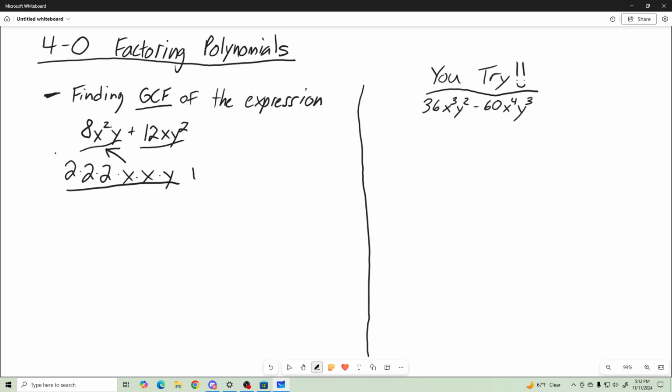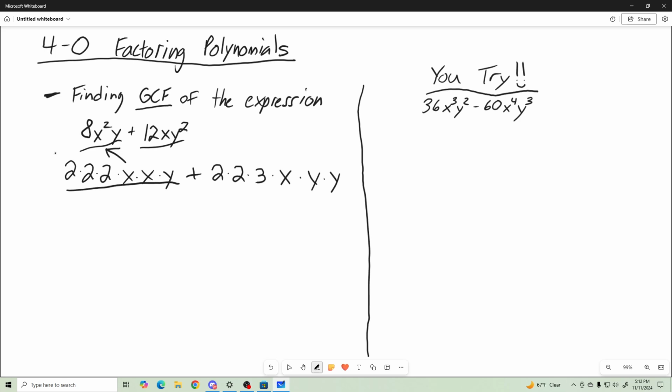Now for 12, right, 12 is going to be 6 and 2, so we have a 2, and then 6 is just 2 times 3. So 2 times 2 times 3 is what gives us 12, and then we have a single x, and then we have 2 y's.